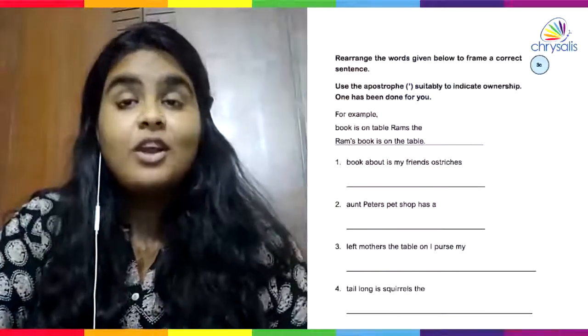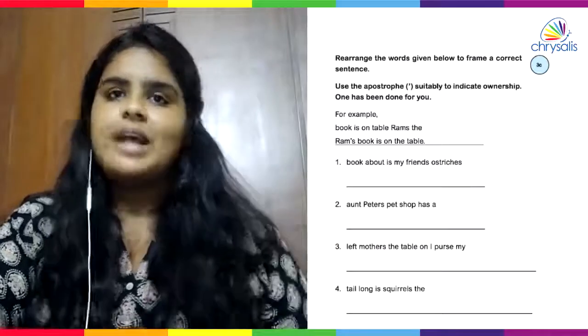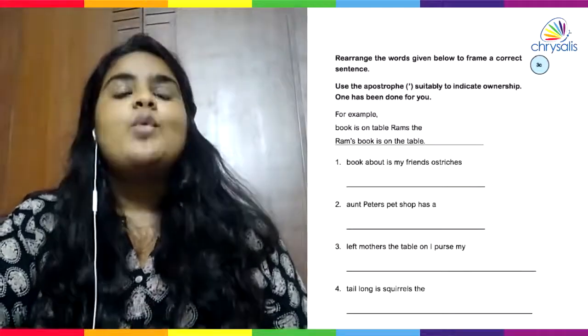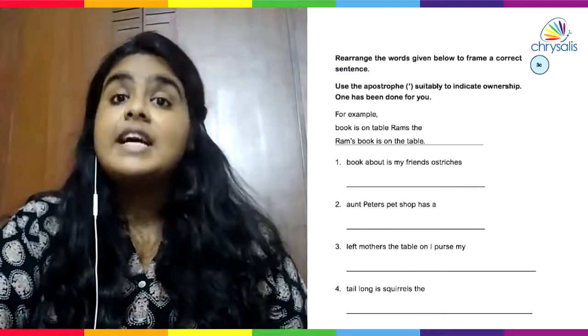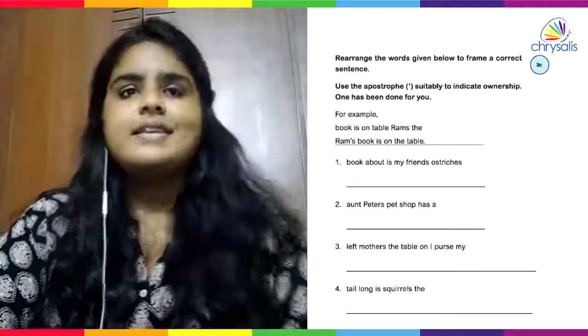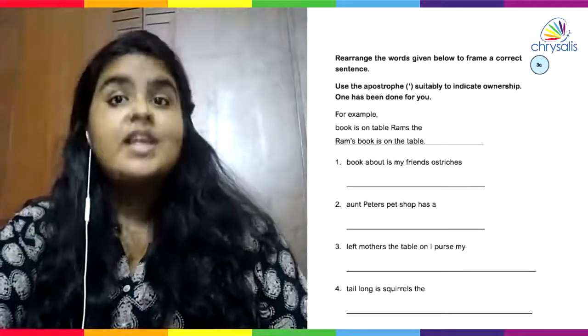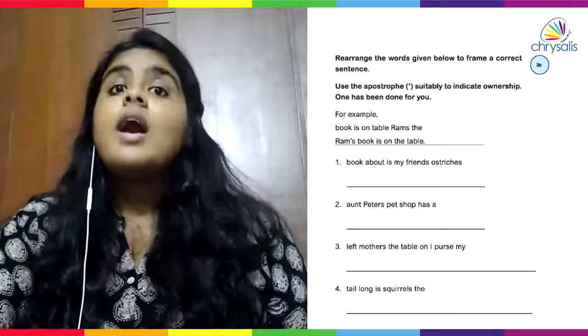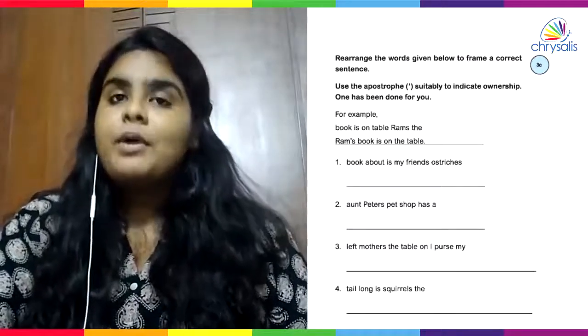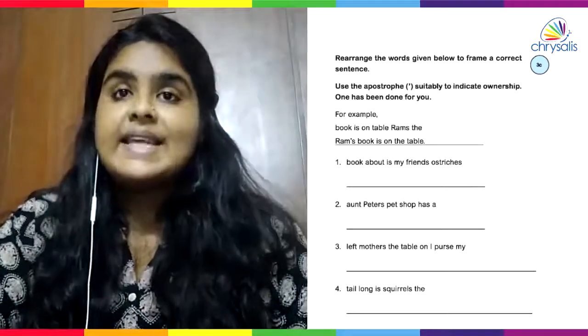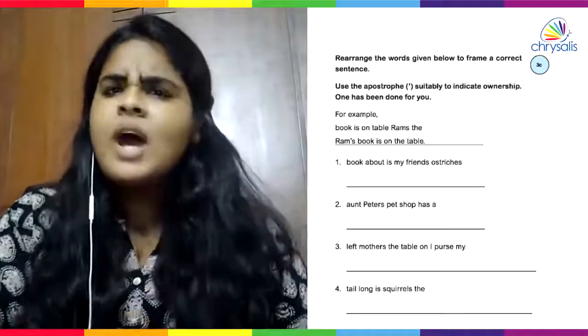So let us work on companion activity 3C now. This activity will help you understand the arrangement of words in a sentence. Through this activity, you will also revise how to place the apostrophe and S while indicating ownership. So how is it done?